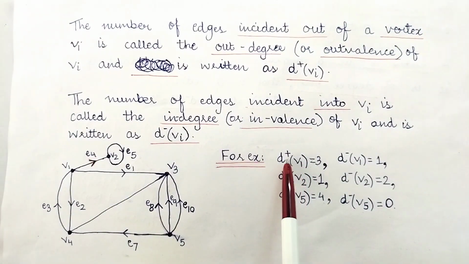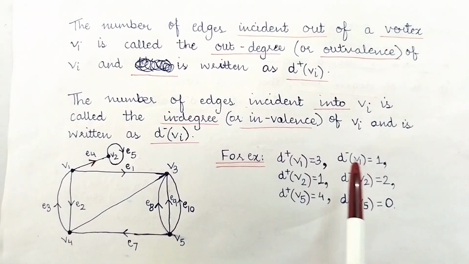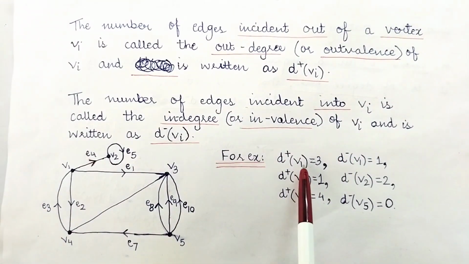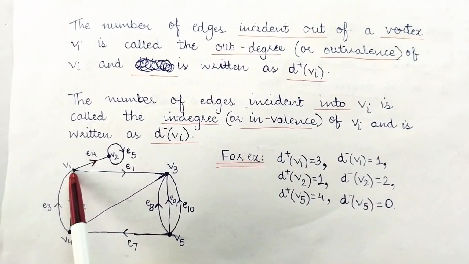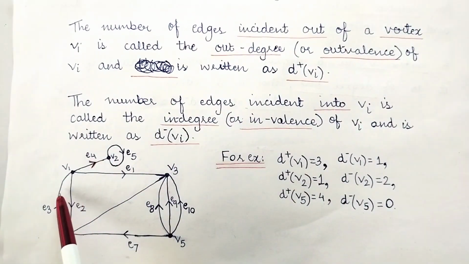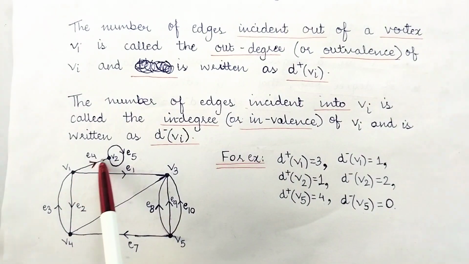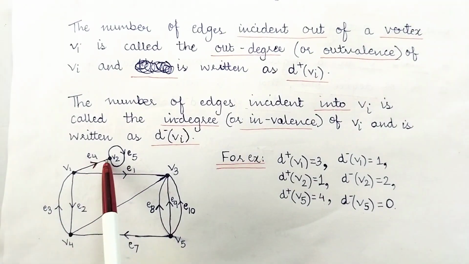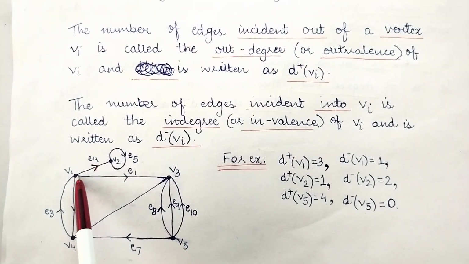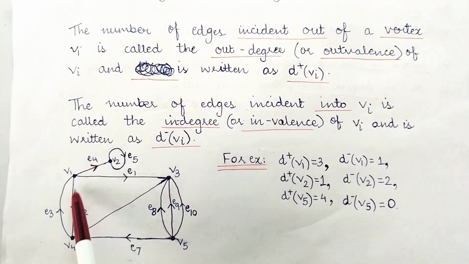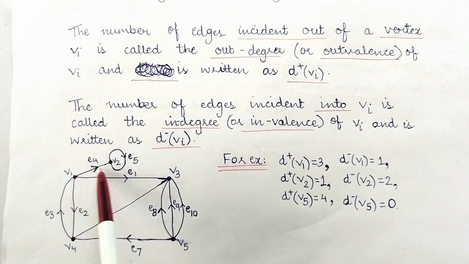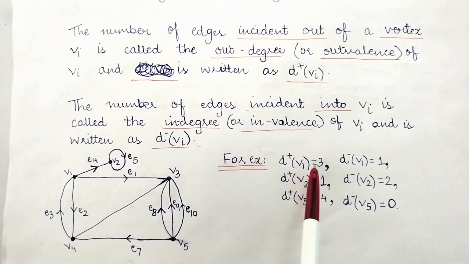A positive sign always means out degree and a negative sign always means in degree. So if you consider vertex V1, the out degree of vertex V1 is 3. How? That means how many edges are incident out of vertex V1. You can see that there are 3 edges going out of vertex V1. Edge E4 is going out of vertex V1. Edge E1 is going out of vertex V1. Edge E2 is also going out of vertex V1. And there is no other edge going out of V1. So 1, 2, 3. In total, 3 edges are incident out of vertex V1. Hence the out degree of vertex V1 is 3.